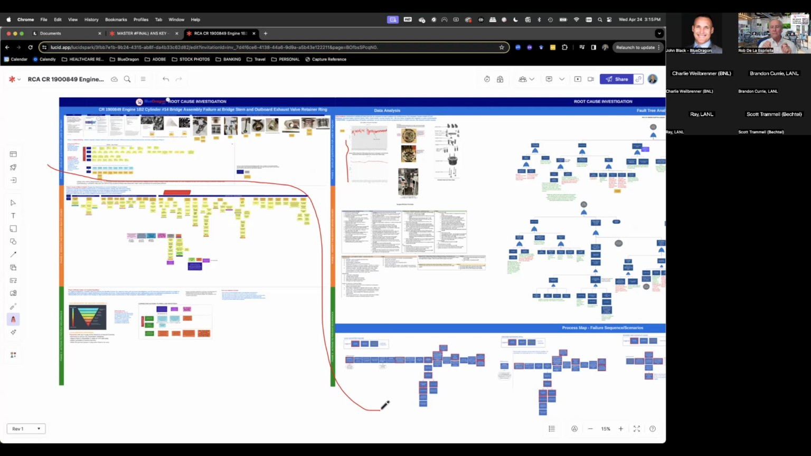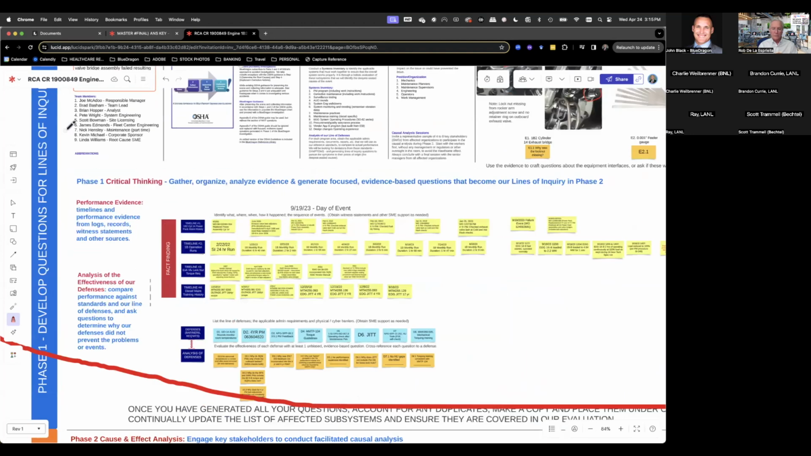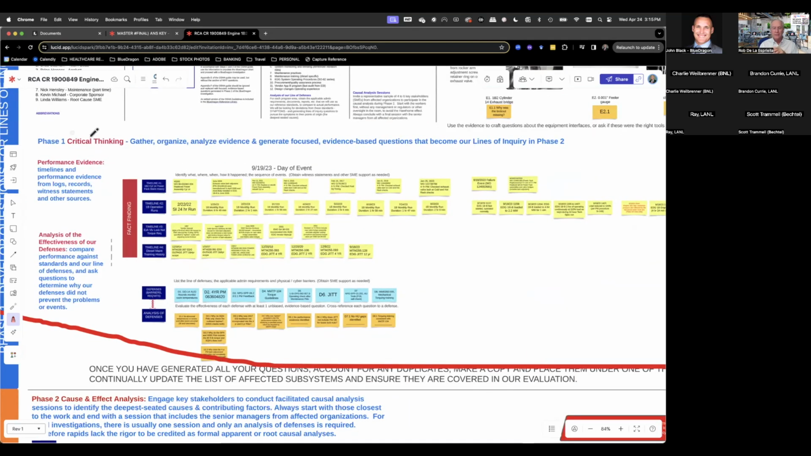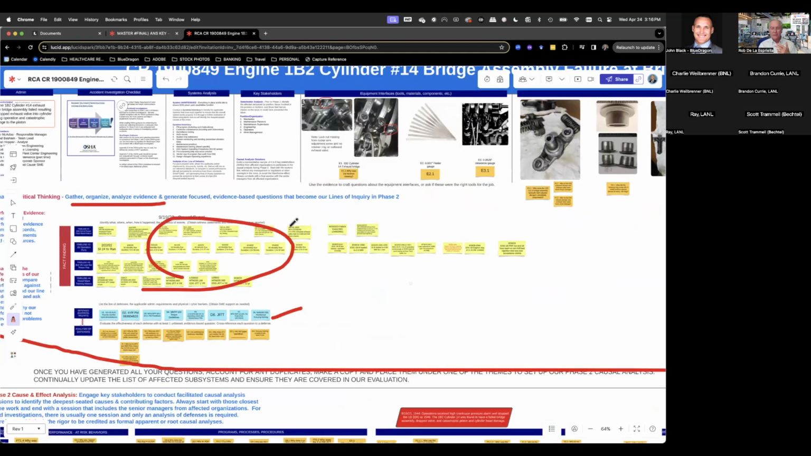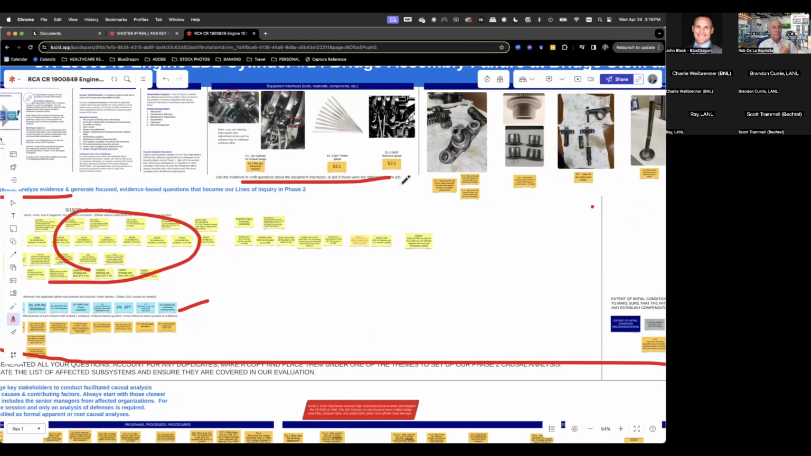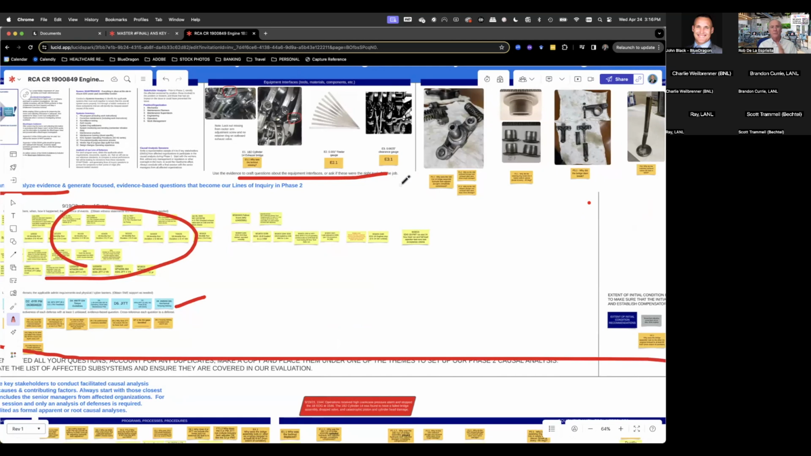So the idea is everything we do in phase 1, which we call critical thinking, the gathering, organizing, and analyzing of evidence to generate lines of inquiry questions. Everything that we do in phase 1 is to get insights on performance that we turn into questions. We get insights from the sequence of events and what happened, analyzing the sequence of events against the requirements. We get insights from the human interface with the equipment, from the fault trees, from the process maps, from the Pareto charts, from any other analysis.